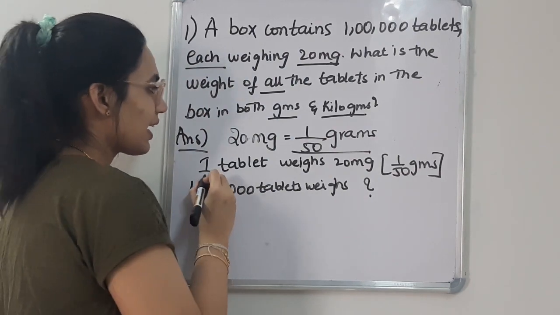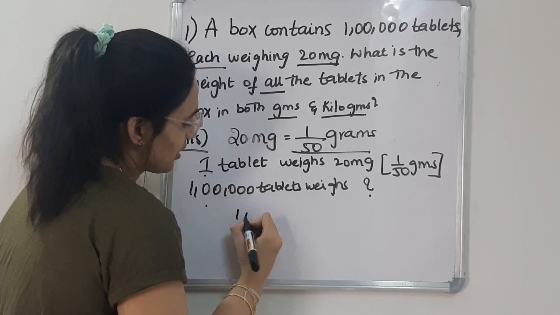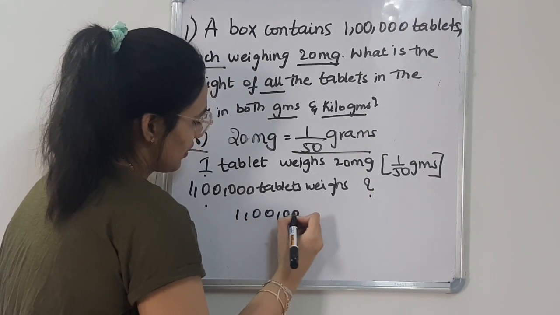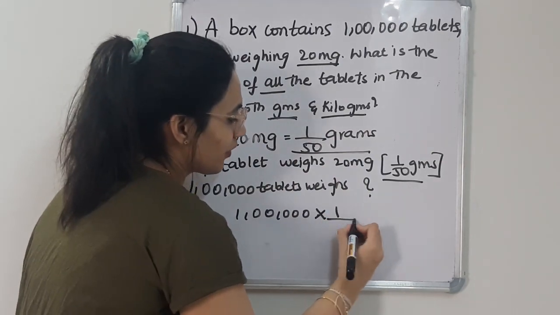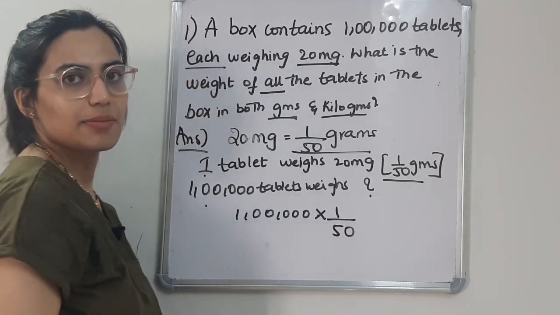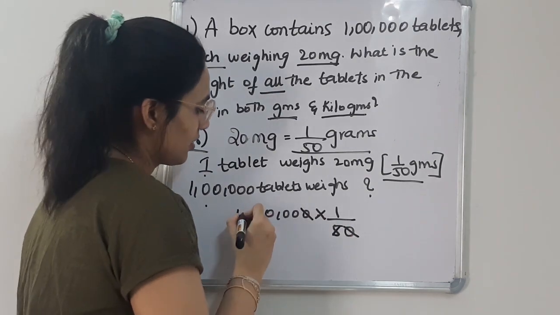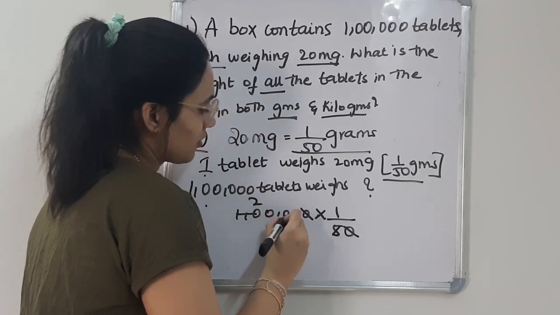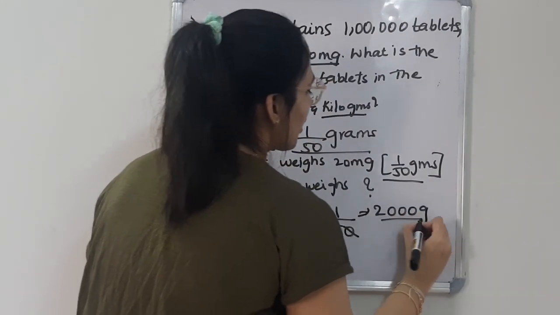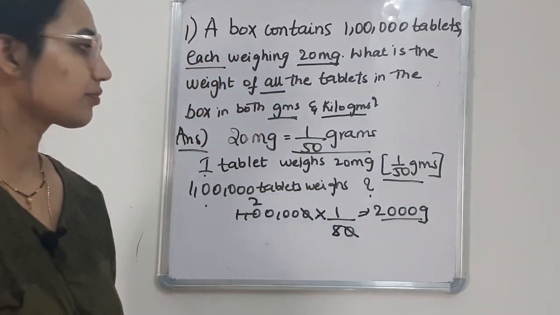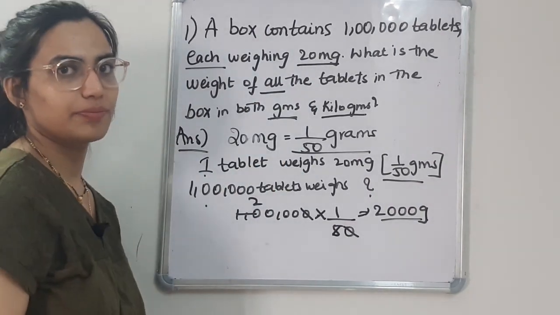That is, one tablet is this much. 1 lakh tablets is how much? We can say that 1 lakh into, in grams we need 1 by 50 grams. Right? Cancel. The 2s are 10, 2, 3. So it is 2000 grams. Okay? This is how you solve a problem.